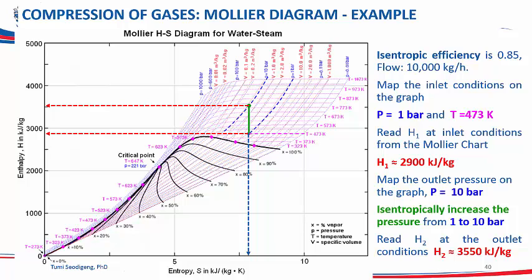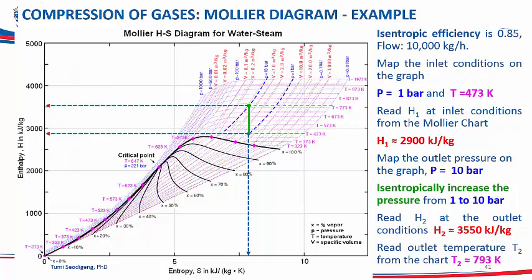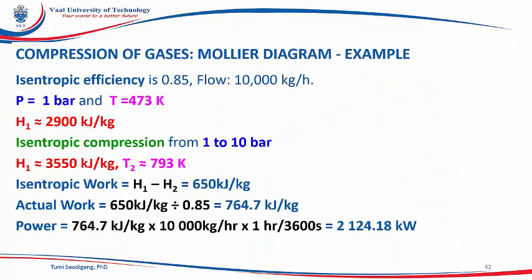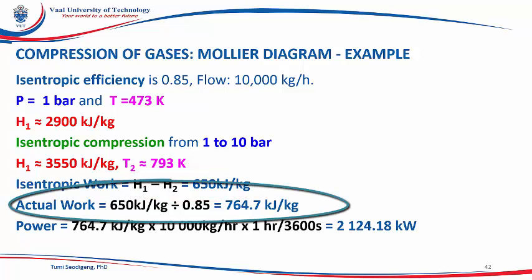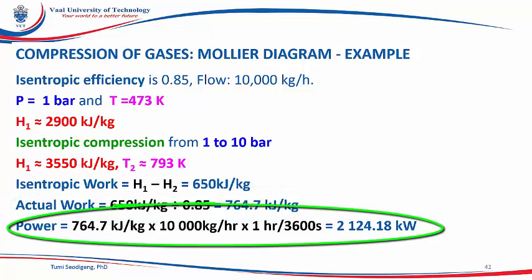We can read the outlet enthalpy from the chart, which is approximately 3550 kilojoule per kilogram. The outlet temperature can also be read, 493 Kelvin. We can conclude the calculations by calculating the enthalpy required to do the isentropic compression, which is the difference between the outlet and the inlet conditions, found here to be 600 kilojoule per Kelvin. The actual work can also be calculated using the given isentropic efficiency. Furthermore, we can use the actual work to calculate the power required to do the compression using the given flow rate of steam.